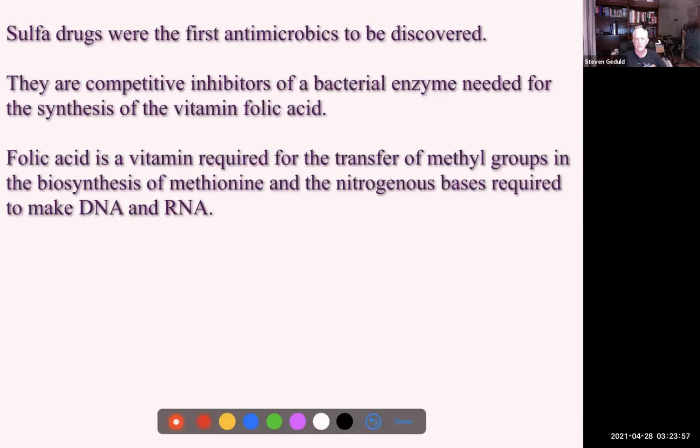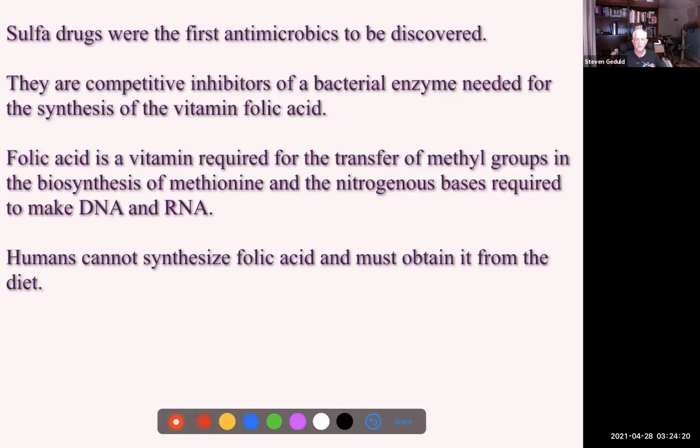Folic acid is a vitamin required for the transfer of methyl groups in the biosynthesis of methionine and nitrogenous bases required to make DNA and RNA. So if we're blocking folic acid, the bacteria is not going to be able to make DNA and RNA, which means it can't replicate, which is a good thing, right?